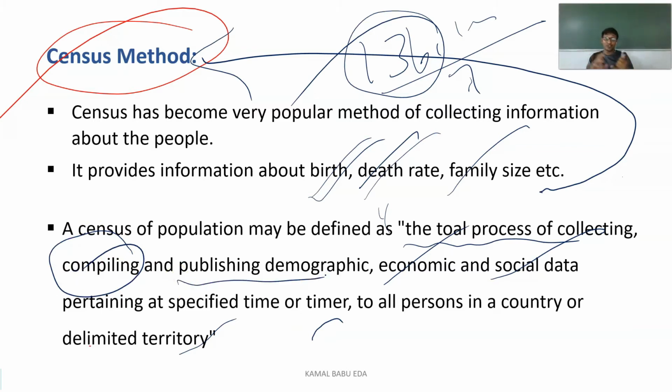So they will ask you what is your economic status, what is your social data. Economic status means whether you are living below the poverty line or above the poverty line, or you are in a middle class family or upper middle class family. All these things were embedded in this census method.